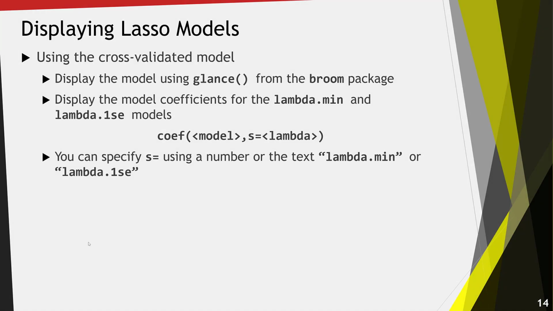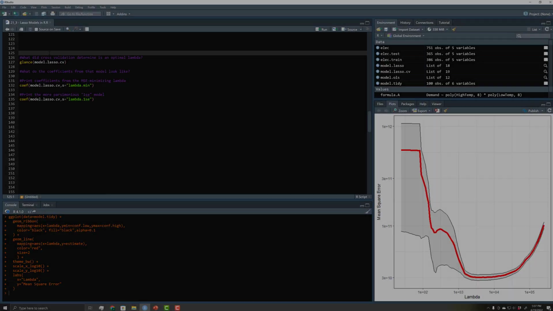There are a couple of other handy functions for looking at our Lasso models. First, we'll use the glance function from the broom package. It will show us both this lambda.min and lambda.1se values for lambda. Then we're going to display the model coefficients for lambda.min and the lambda.1se models using the coefficients function. Unlike the normal coefficients function, we'll have to tell it which value of lambda we'd like to use. We can do that using the s equals argument. S equals can either be a number specifying the value of lambda, or it can be the text in quotation marks lambda.min or lambda.1se.